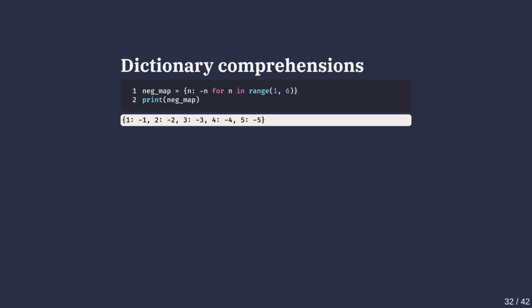Comprehensions can be used in dictionaries as well. For dictionaries, instead of using square brackets, we have to use curly braces. The syntax includes a key-value pair separated by a colon. Here, for each n from range 1 to 6, the key is n and the value is -n. So the result is a dictionary where every positive number from 1 to 5 is mapped to its negative counterpart. Dictionary comprehensions are especially useful for quickly transforming or remapping data into key value structures.